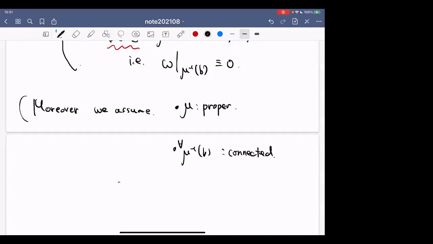Then by using the action-angle coordinates by the Liouville-Arnold theorem, we can show that mu inverse b is diffeomorphic to an n-dimensional torus. The torus is the direct product of circles.